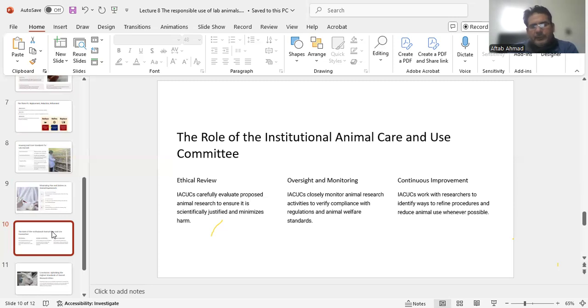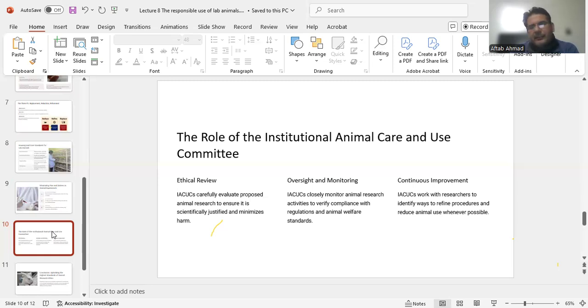They do all the monitoring, not only on the papers where you said that you will go for this protocol. For example, in the protocol you have mentioned that you will use anesthesia, but when the committee goes and sees, you don't have any anesthesia, and you are not following those anesthesia steps in your practical work, that's against the regulation. So they also go for oversight and monitoring of your protocols.